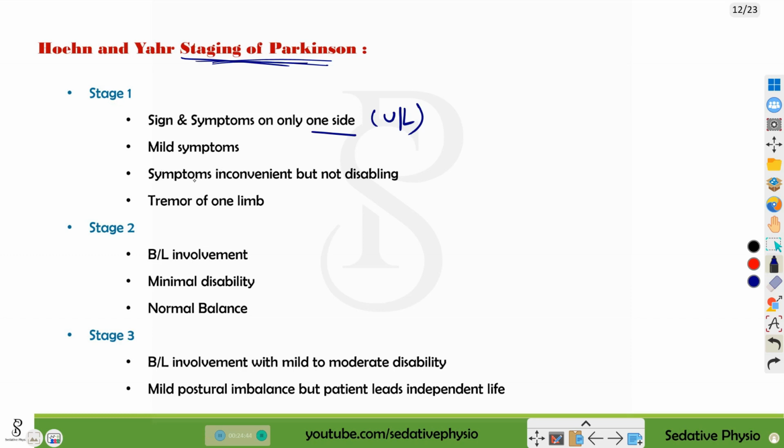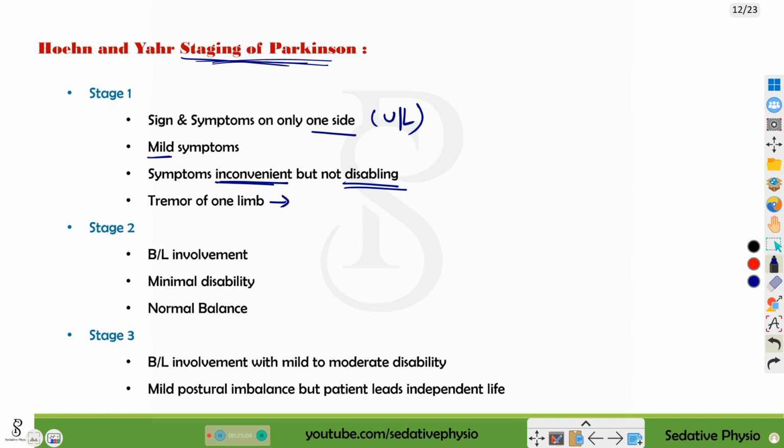After this point, the symptoms will be very mild. The symptoms are inconvenient, but not disabling. The symptoms are a little bit inconvenient, but they are not disabling the patient's daily activity. It is not disabling the patient's daily function, daily movement. Okay, now tremor of one limb.